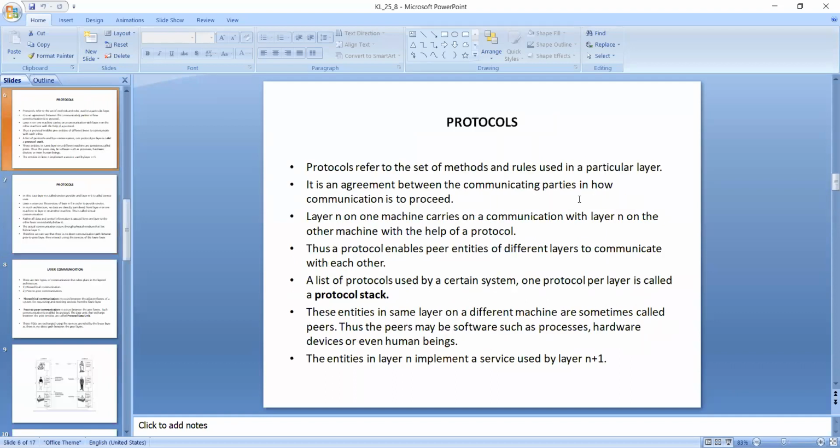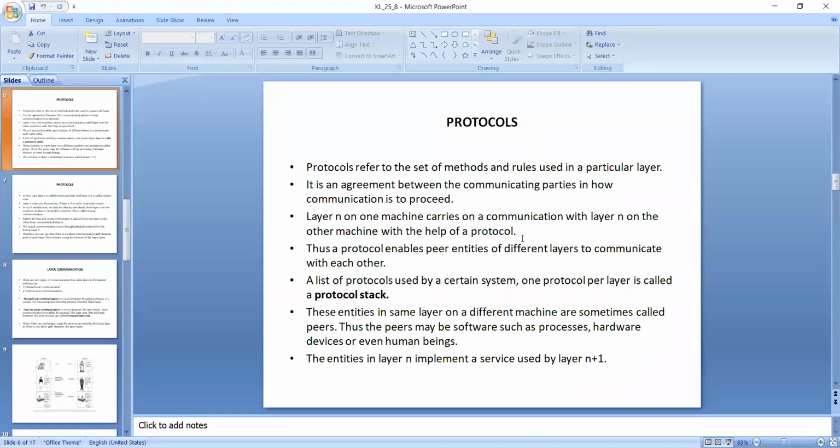It is an agreement between the communicating parties on how communication is to proceed. Layer N on one machine carries on a communication with layer N on the other machine with the help of a protocol. For example, if N is 1, layer 1 on host 1 communicates with layer 1 on host 2 with the help of the layer 1 protocol. Layer 1 cannot communicate with layer 2 in another machine. Layer 2 in another machine cannot communicate with layer 3 in host 1. So the layers must be the same. Only if the layers are the same does a protocol exist between those two communicating parties.